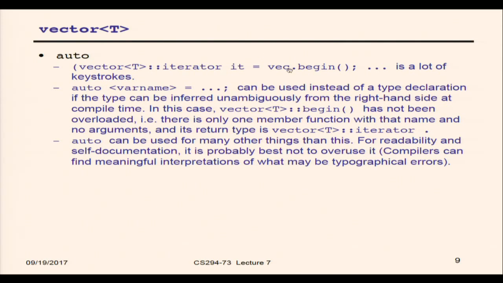Vec.begin, anything .begin, on a container class, is a standard notation in container classes for returning an iterator and setting it to the starting point. So when you look at this, it's going to be completely unambiguous to your eye, not just to the compiler, what it is you're doing. And so auto is safe to use here, and probably even a good idea.